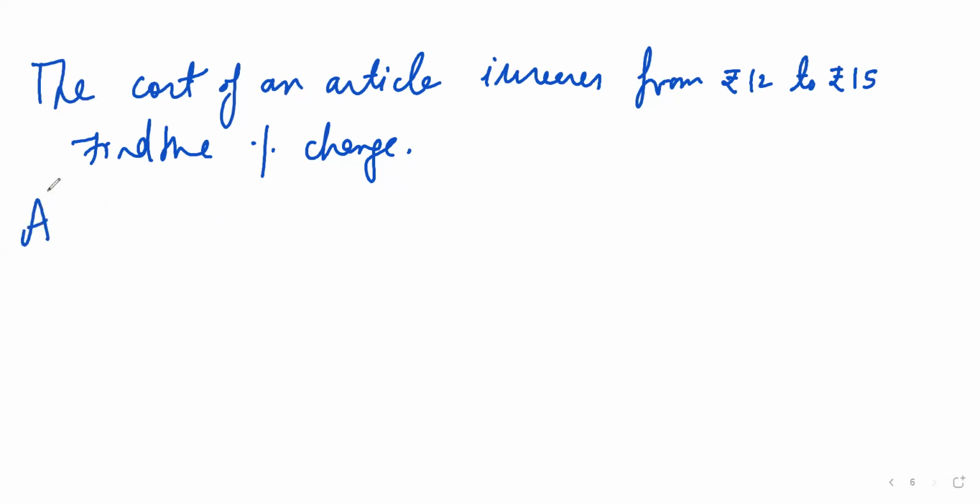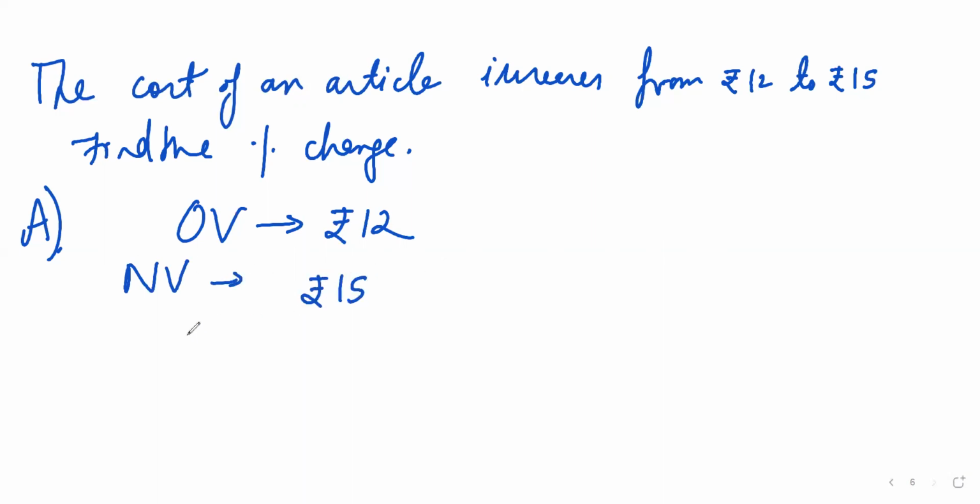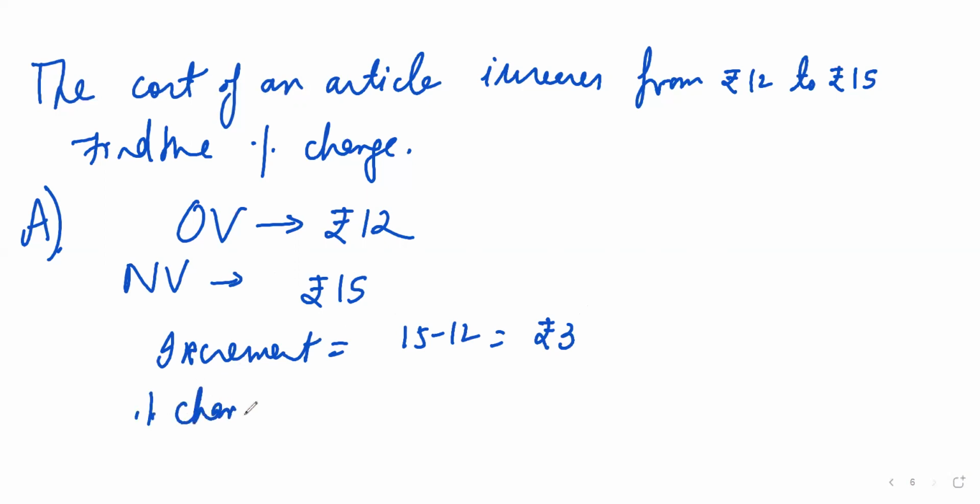So how do we go with such kind of problems? Here, of course, when I'm talking about MCQs, the options were given. In 2 markers, no options will be given. So the cost of an article will increase from rupees 12 to rupees 15. What is the original value, the old value? Rupees 12. What is the new value? It is rupees 15. So what is the change? There's an increase, or increment, or change, or whatever. So the increment will be 15 minus 12, which is rupees 3. So the increment is rupees 3.